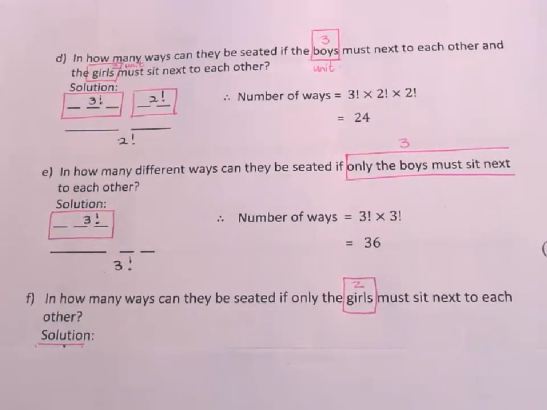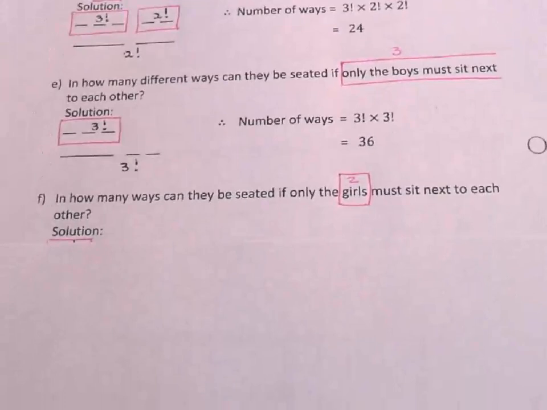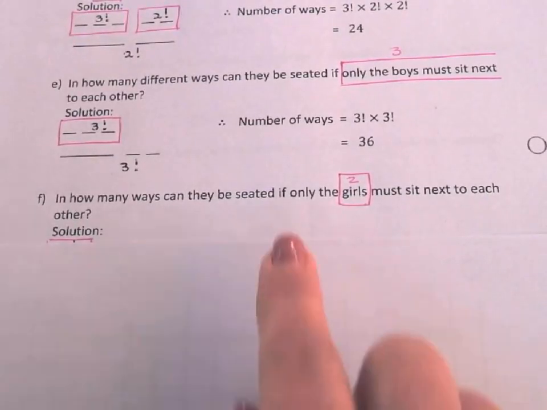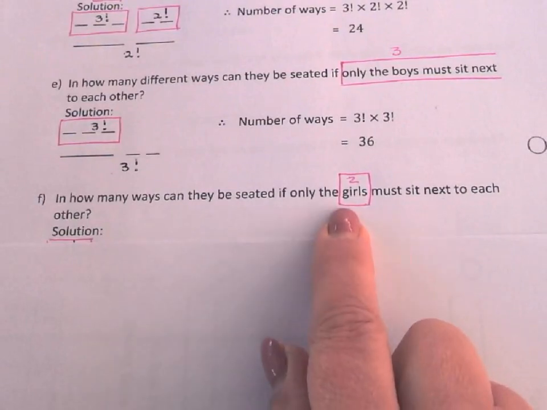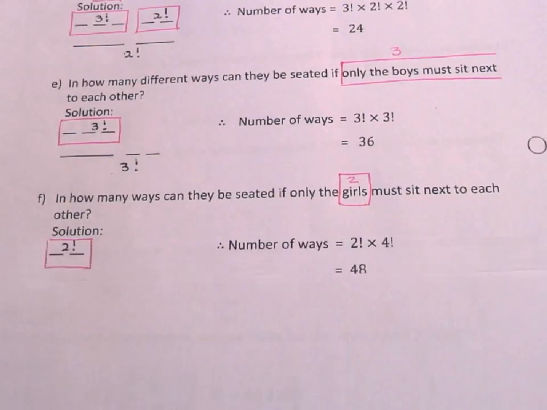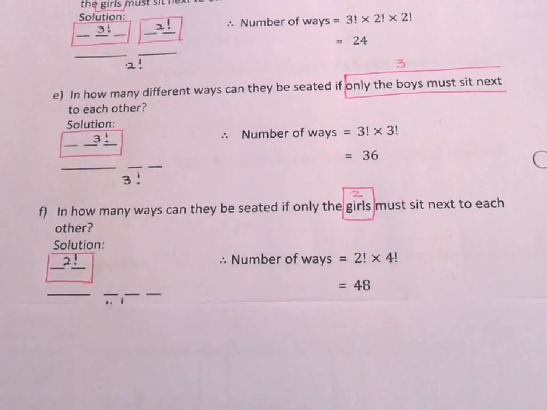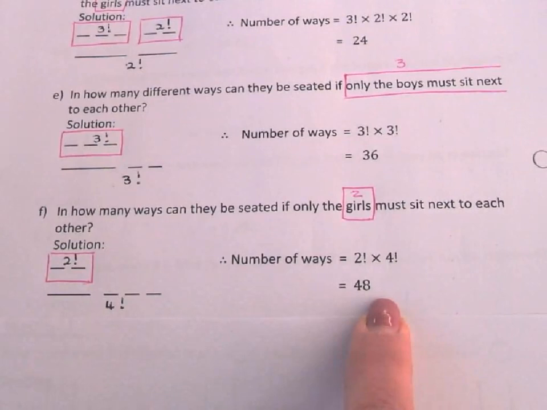In how many different ways can they be seated if only the girls must sit next to each other? So the girls, there are two girls, form a unit. In the unit, you get two factorial, and they are combined with the rest of the boys, the three boys. So the unit plus the three boys gives you 4 factorial, and then you multiply them to get 48. Any questions?